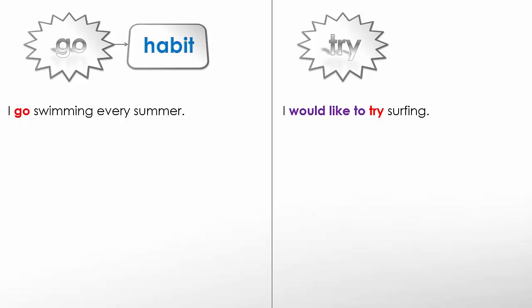Next, we're going to discuss how to use actions like go and try in order to talk about activities. I go swimming every summer. I would like to try surfing. I go swimming every summer means it's a habit. It's something that I usually do. If I say, I would like to try surfing, this means I never tried surfing before.